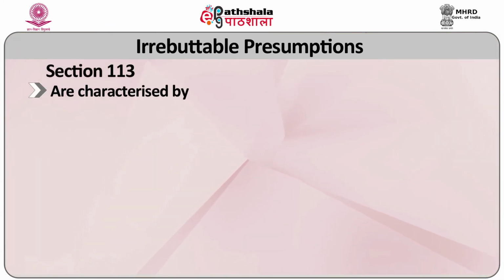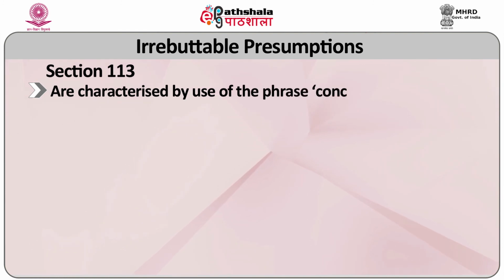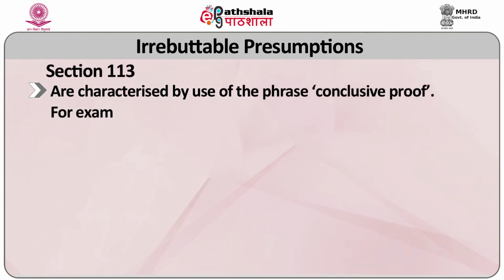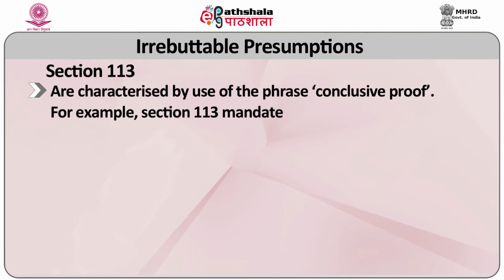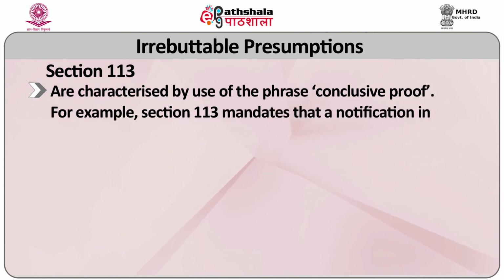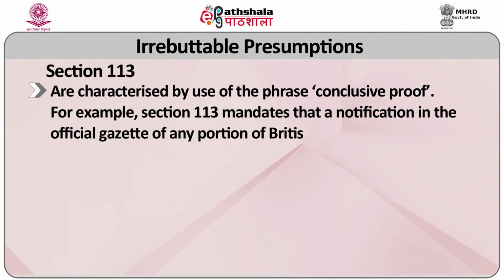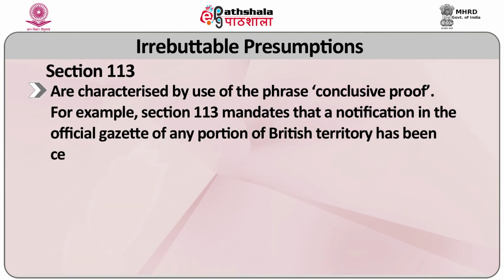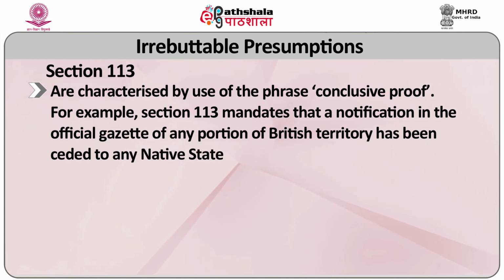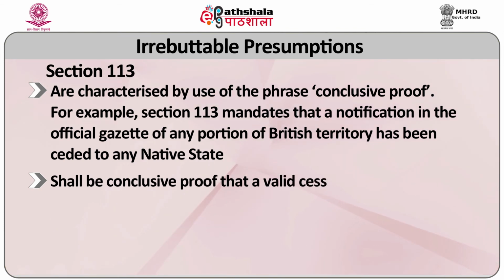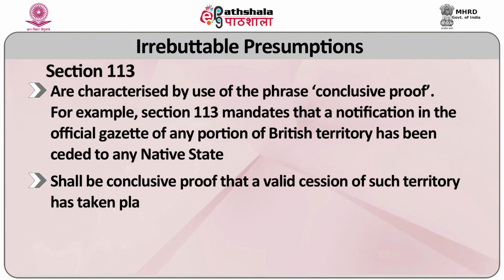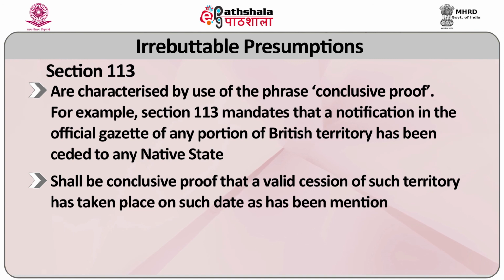Irrebuttable presumptions are characterized by use of the phrase "conclusive proof". For example, Section 113 mandates that a notification in the official gazette that any portion of British territory has been ceded to any native state shall be conclusive proof that a valid cession of such territory has taken place on such date as has been mentioned in the notification.